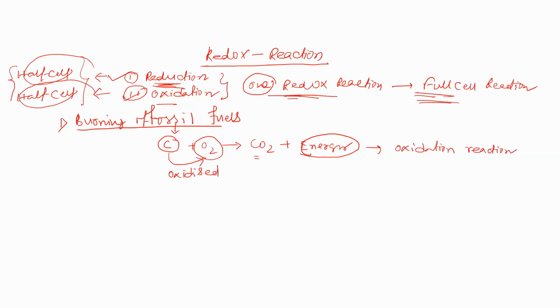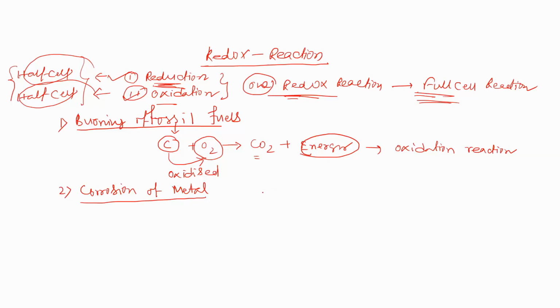We will learn later how we will know what is an oxidation reaction and how we will know that it is an oxidation reaction and it is a reduction reaction. That I will come to later. The second example I will show you here is the corrosion of metal. This is also an example of an oxidation reaction.